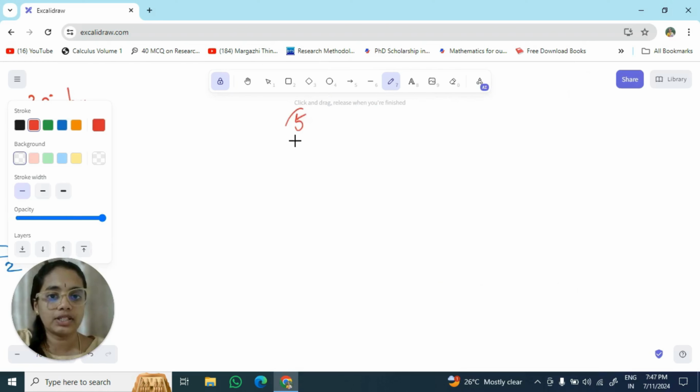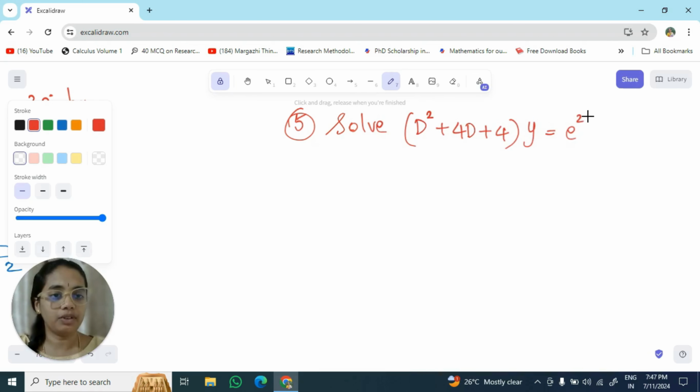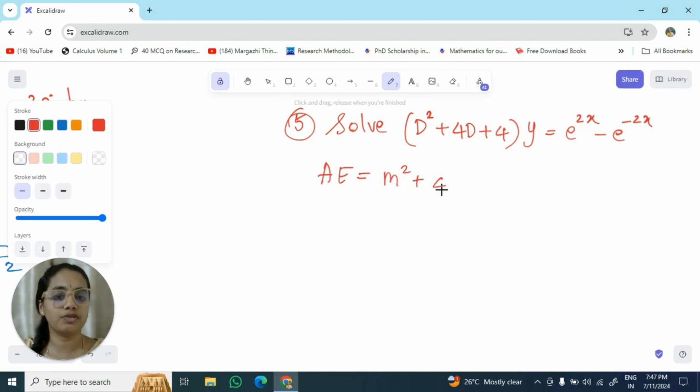So our fifth problem says solve (D square plus 4D plus 4) whole thing into y is equal to e power 2x minus e power negative 2x. Okay, so the first step, as usual, find the auxiliary equation. Auxiliary equation is nothing but m square plus 4m plus 4 is equal to 0, right? We are replacing D with m and equate RHS to 0. That is what our auxiliary equation says, right?